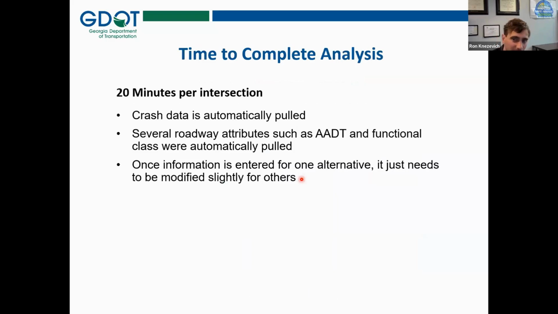This analysis altogether took about 20 minutes per intersection. I tell the roadway designers they can charge an hour or maybe two for this. 20 minutes might be a little bit of a stretch, particularly if cost calculations are brought into it. But a lot of what stems from that is that crash data is automatically pulled. Data on the roadway is automatically pulled as well because we have that embedded into the Numetric platform. So attributes such as ADT and functional class were already there. And once you've entered the data in one of the alternatives, it can automatically be pulled into the others, with some slight modifications for those specific improvements.